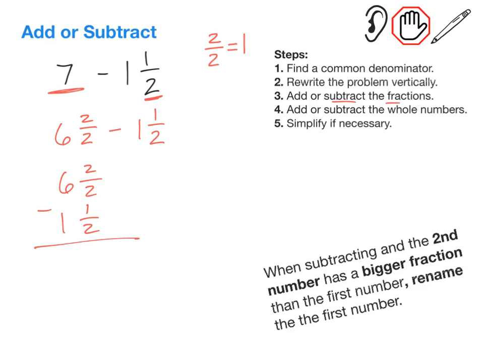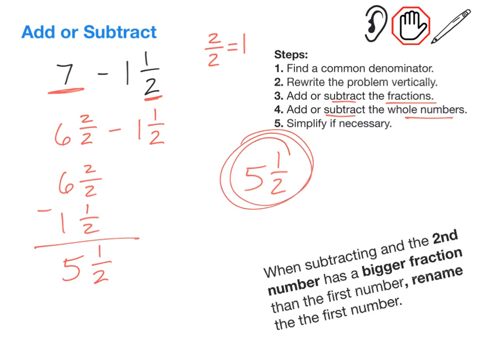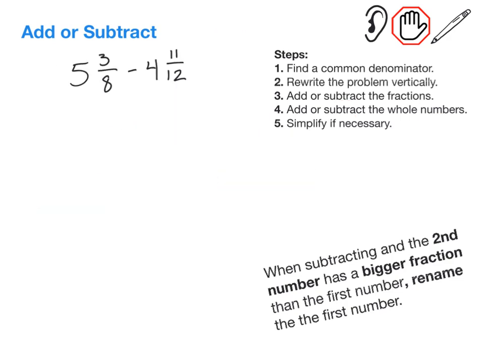Now let's subtract the fractions. 2/2 minus 1/2 is just 1/2. And then I can subtract the whole numbers. 6 minus 1 is 5. So my answer is 5 1/2. And the problem is already fully simplified. Okay, let me show you one more problem that's one step more difficult.